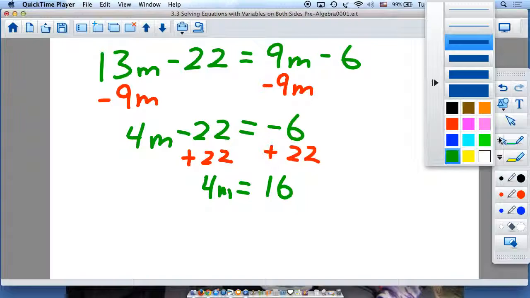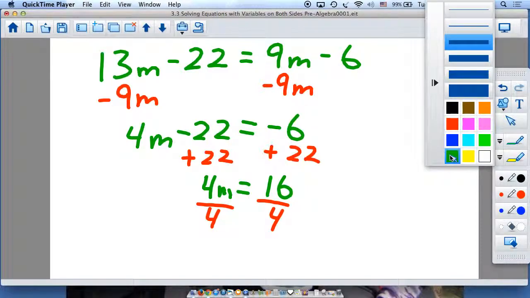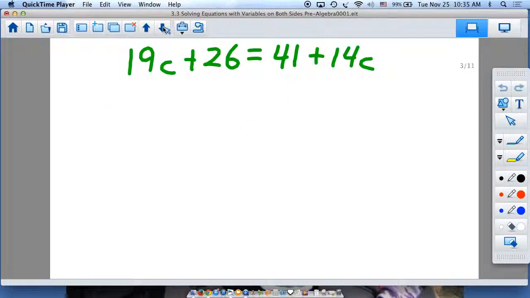At this point, it should look very familiar. We're going to divide both sides by 4 to give us a result of m equals 4. Now, this is how we're going to do equations with variables on both sides of the equal sign. Do one more together, and then I want you to try a few.